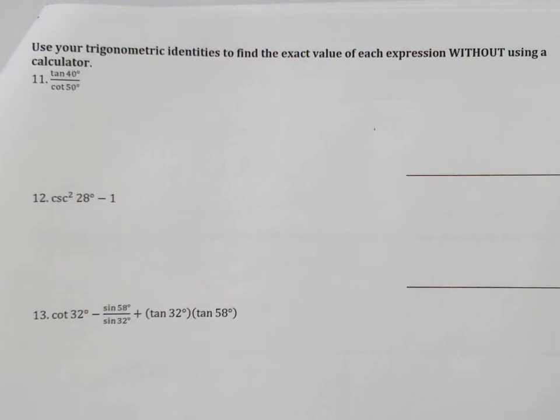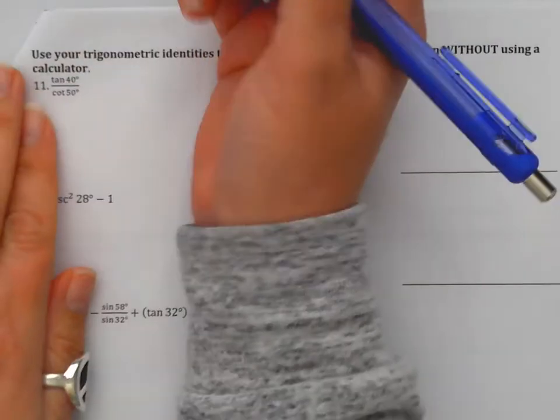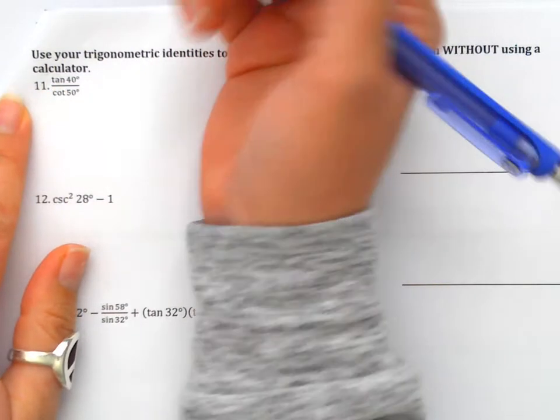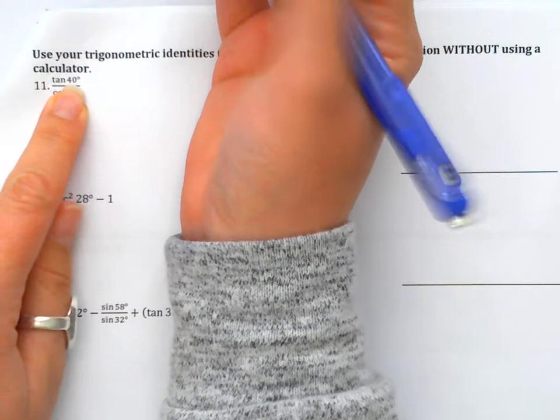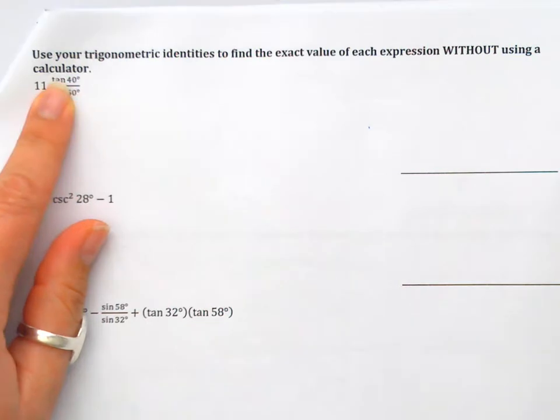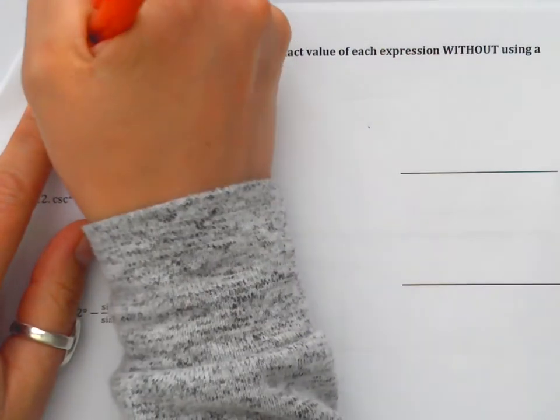Okay, so we're going to start with 11. The first thing we want to do is make sure all of my angle measures are the same. So I can change either one of these. I can change tangent 40 to be cotangent 50, or I can change cotangent 50 to be tangent 40. So I'm going to just change the top one. So we're going to change tangent 40. We know the complementary angle of 40 degrees is 50.